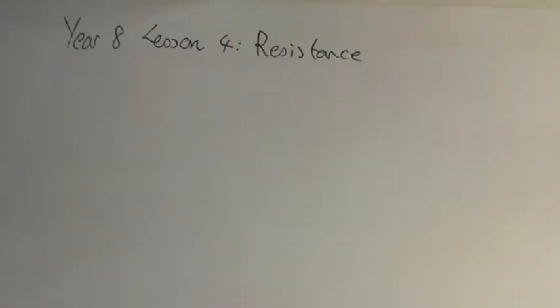Okay, so Year 8, Lesson 4, Resistance. Resistance is how hard it is for electricity to get round a circuit. If you imagine that you're running and you've got a rubber band tied to you, the resistance of that band will slow you down from running. And the more resistance that rubber band applies, the slower you go. Well, the same is true for electricity.